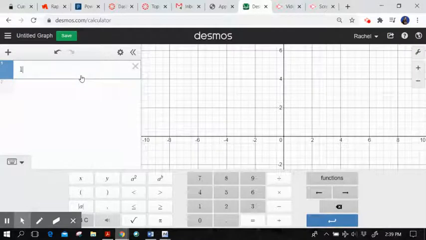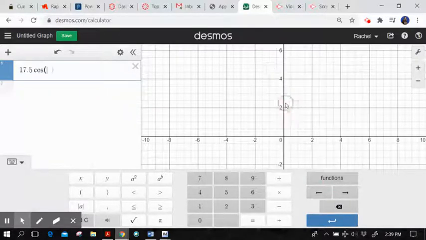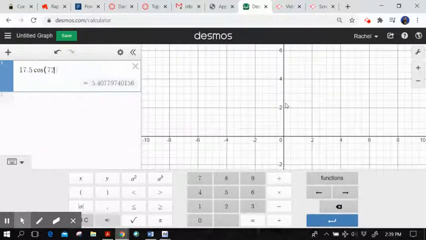17.5 times cosine, so click on the functions button, cosine of 72. And the answer here is 5.4. Did I type it right? Okay. 5.4, and that is my final answer.